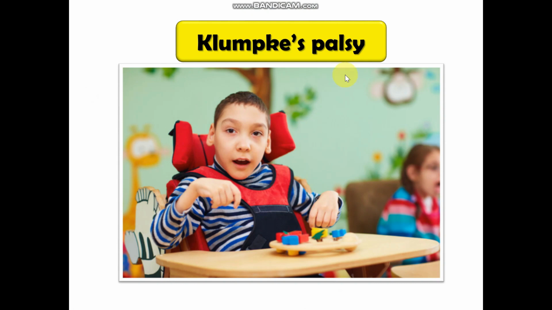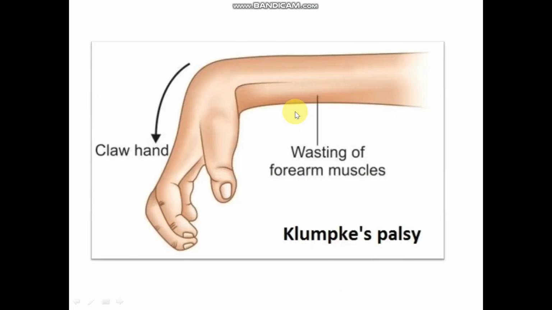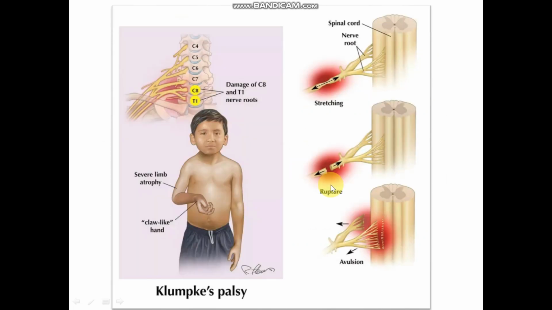Now we can talk about Klumpke's palsy. As we said before, it's called the claw hand deformity and it is associated with wasting of the forearm muscles.